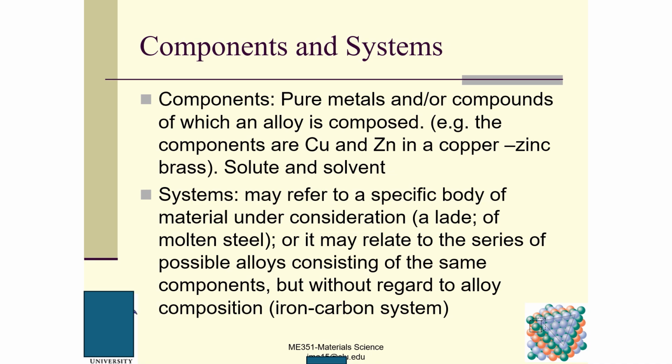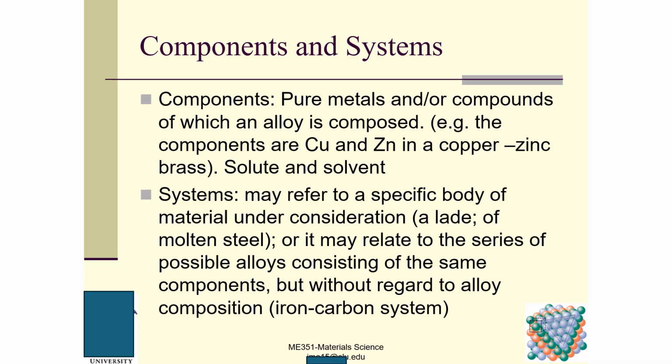The system refers to the specific body of material under consideration. This is a system of, for example, a lead or molten steel, or it may relate to the series of possible alloys consisting of the same components but without regard to alloy composition.